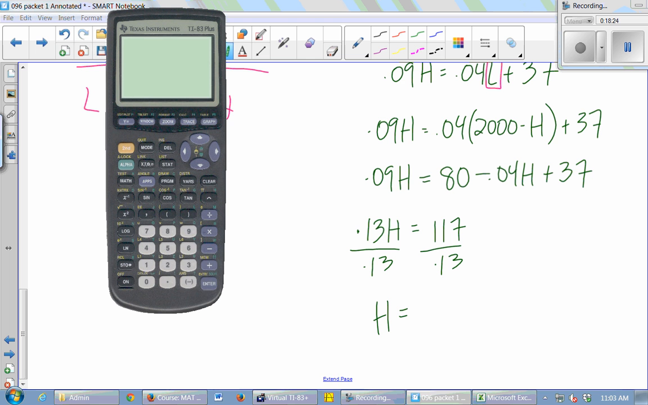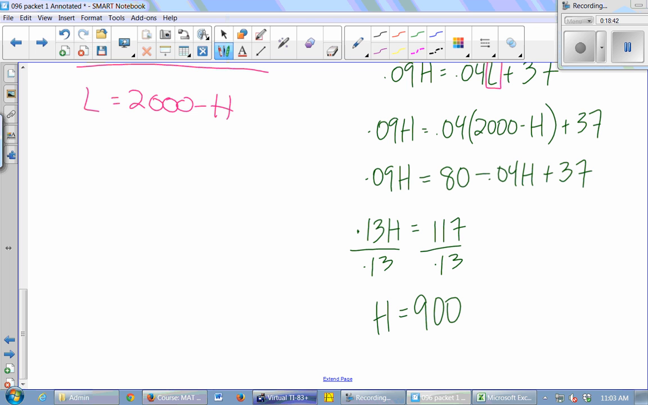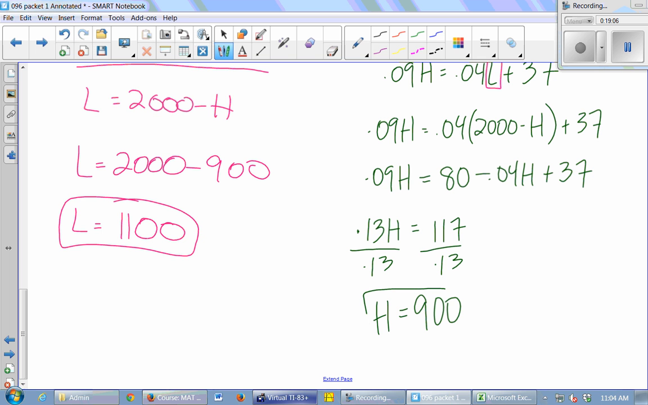Can't do that in my head. 117 divided by 0.13 is 900. Okay, so H is 900. How do I figure out what L is? Yeah, I go back over to the equation where it has L equals 2000 minus H, and I substitute again. Now I know L is 2000 minus 900, and I get L is 1100. Okay, so I've got my two solutions.